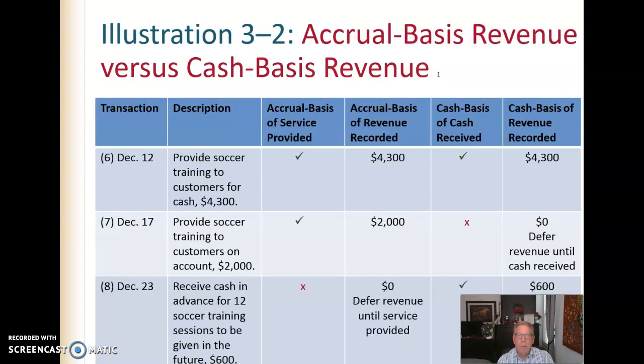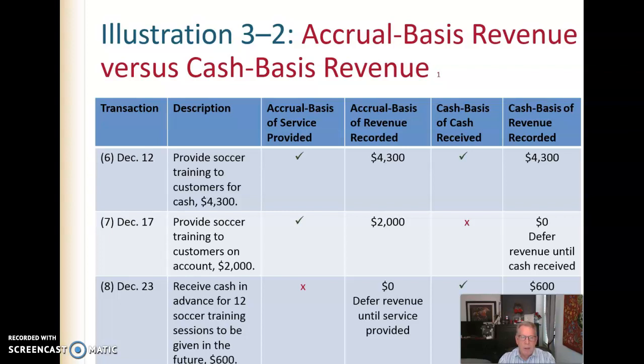All right, so here, if we provide training to customers for cash under accrual basis, we're going to record $4,300. Under cash, we're going to record $4,300. No real issue there. But if we provide soccer training to customers on account, that's going to be accounts receivable, right? We are going to record the fact under accrual basis accounting that we have earned $2,000, whereas we have not yet been paid under cash basis accounting, so we record 0.